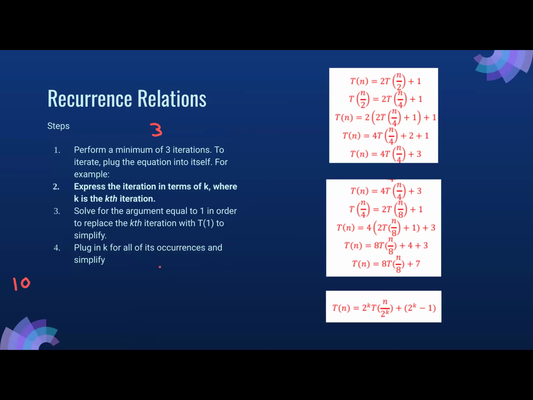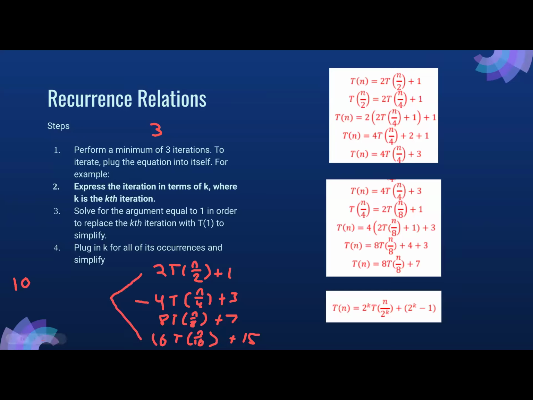So I'm going to go ahead and draw out the first few terms we had of this, right? So this is technically our first iteration. Sorry for the confusion. Our next iteration was 4T(n/4) + 3. We had 8T(n/8) + 7 and 16T(n/16) + 15, right? So we are basically trying to find an arbitrary value k that can give us this iteration without plugging it into itself over and over again, right?